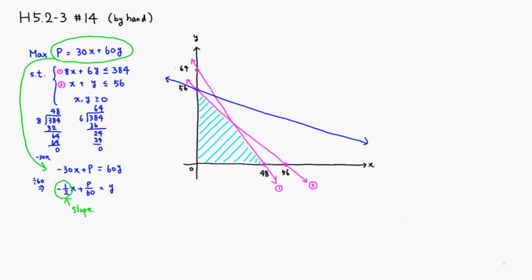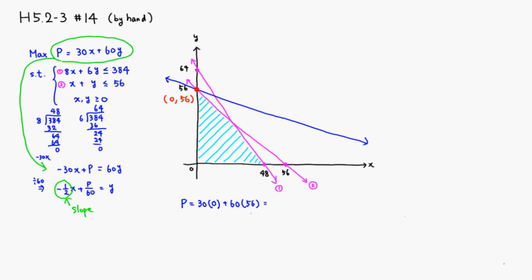All right, so which means that the farthest point, the last point this line hits by pushing it upward, you can see that this is going to be the last point, right? This is actually easy to compute because the x value is 0 and the y value is already given here, 56, right? So the max profit happens here. And the maximum profit is P equals 30x plus 60y, but we want x to be 0, and we want to put the 56 there, right?